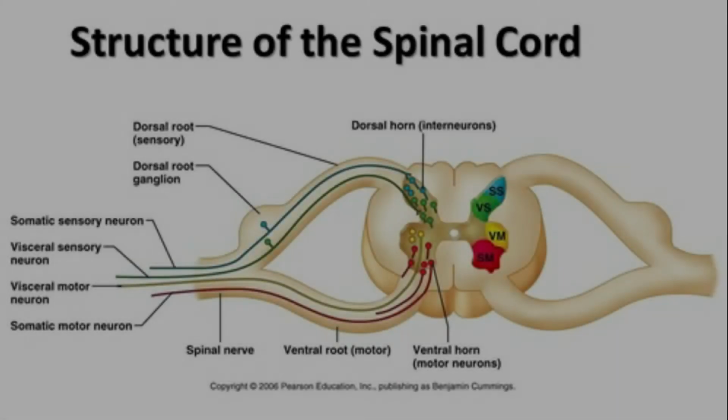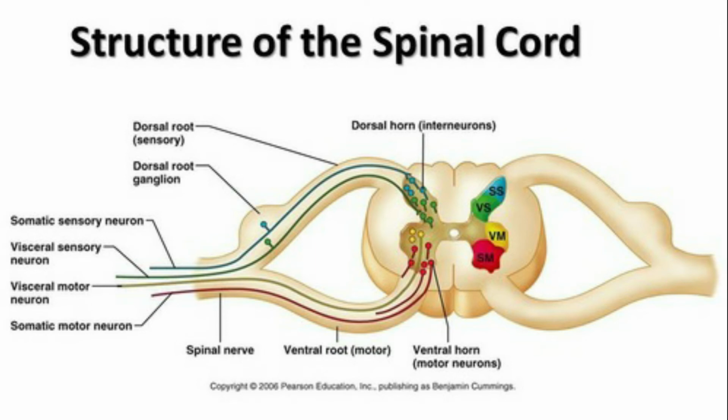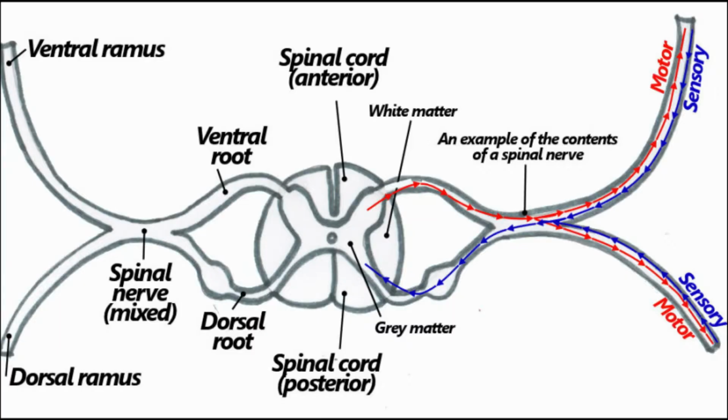Mixed nerves are composed of both motor and sensory fibers and transmit messages in both directions at once. Together, the nerves make up the peripheral nervous system, as distinguished from the central nervous system, which is the brain and the spinal cord.